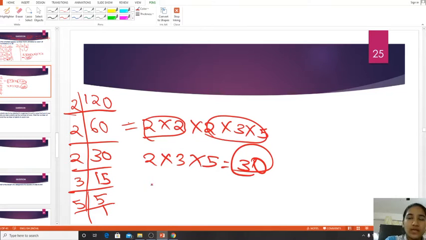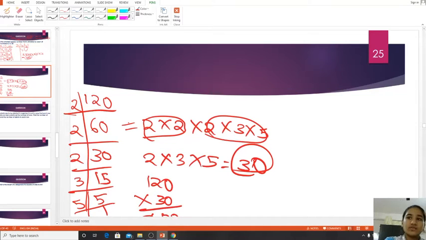So when we multiply 120 into 30, it's going to be 3600. So what do we say in this case? We say that 3600 is the smallest square number that is divisible by each of the numbers 8, 15 and 20.